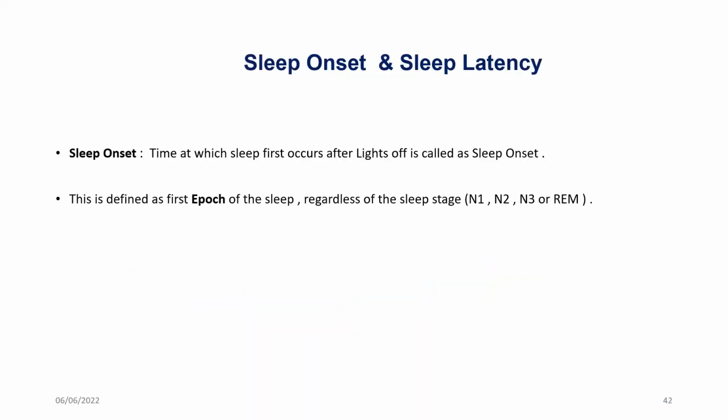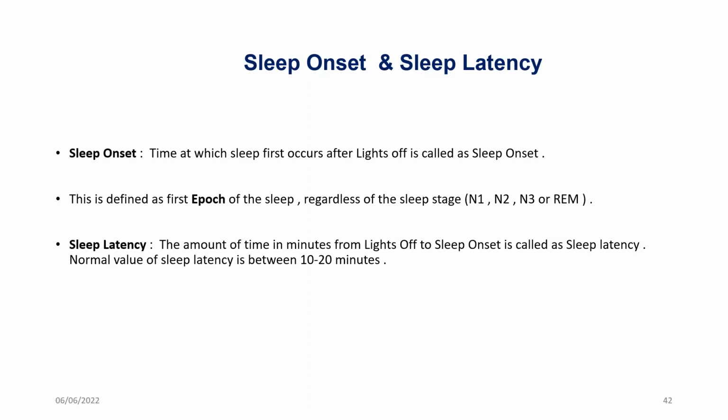Now we need to look at sleep onset and sleep latency. Sleep onset is the time at which sleep first occurs after lights off. This is defined as the first epoch of sleep, regardless of sleep stage, N1, N2, N3 or REM. Sleep latency is the amount of time in minutes from lights off to sleep onset.